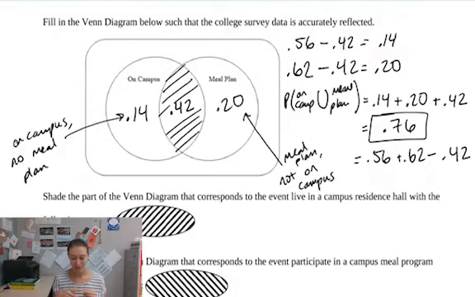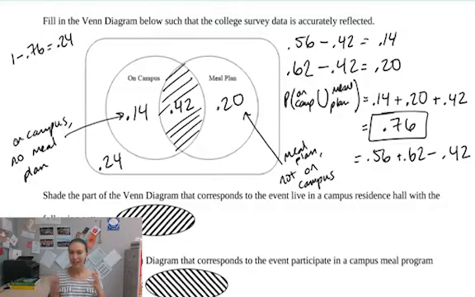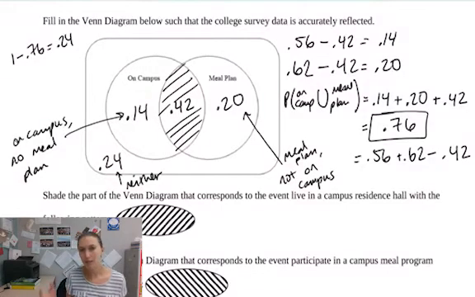Since we know that only 76% of students participate in being on campus or meal plan, then that leaves 1 minus 0.76, which is 0.24. And so that kind of goes outside of our circle. That represents neither. So we want to include that when we do our Venn diagrams as well.